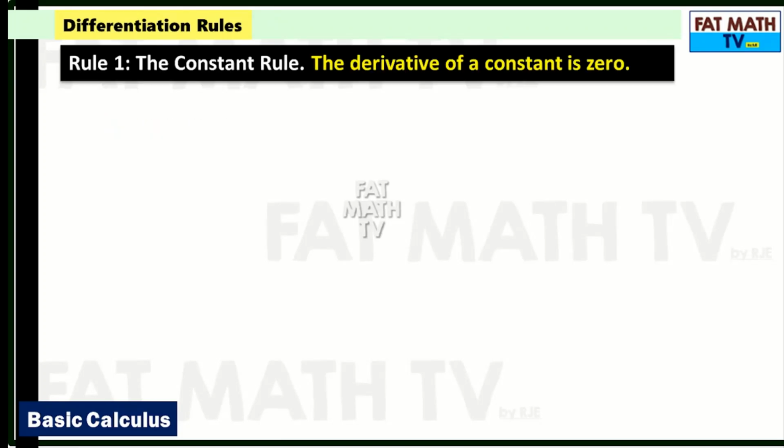Rule number 1, the constant rule. The derivative of a constant is 0. The derivative can be interpreted as the slope of the tangent line, and since the graph of a constant function is a horizontal line, the slope of the tangent line is also 0. For example, we have f of x equals 3.